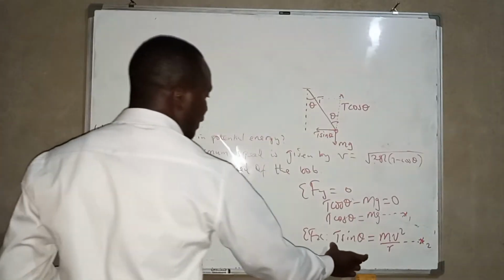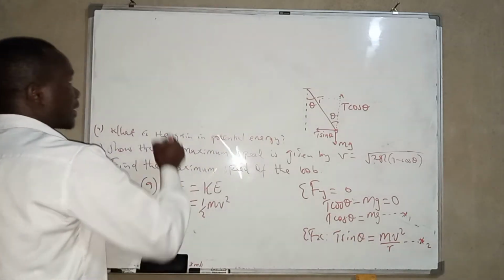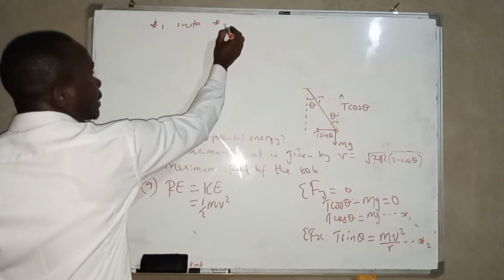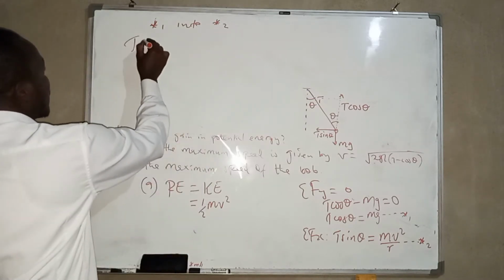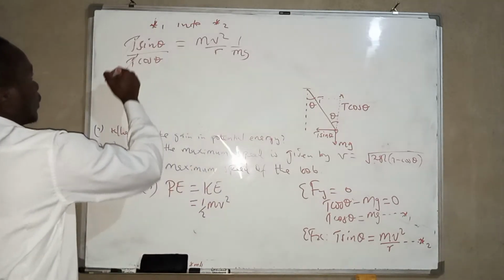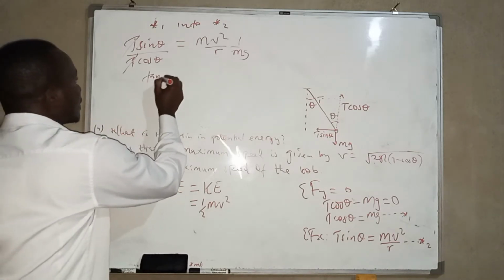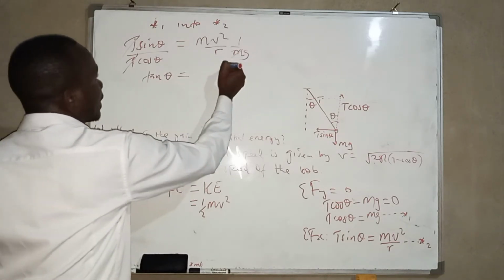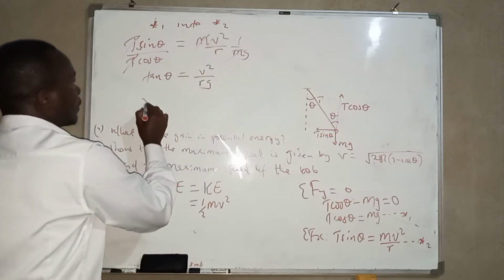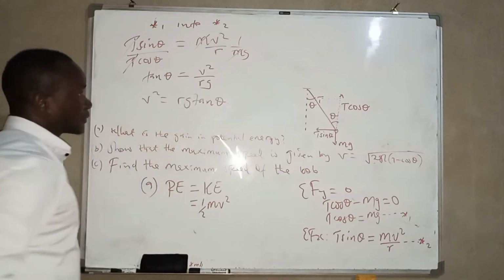If we divide asterisk 2 by asterisk 1, we have T sin theta over T cos theta equals mv squared over r, over mg. The T cancels, and from trig ratios, sin theta over cos theta is tan theta. The m cancels too, and we are going to have v squared over rg. So v squared is equal to rg tan theta.